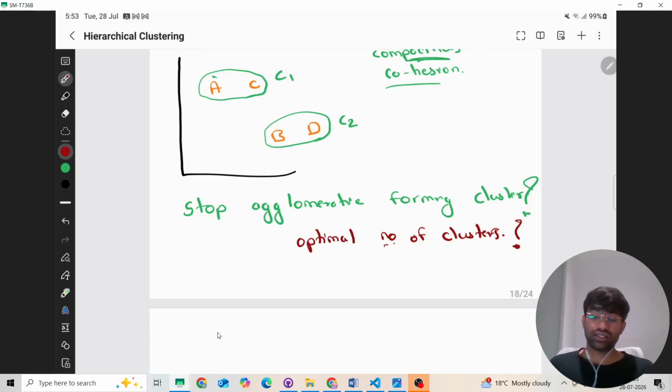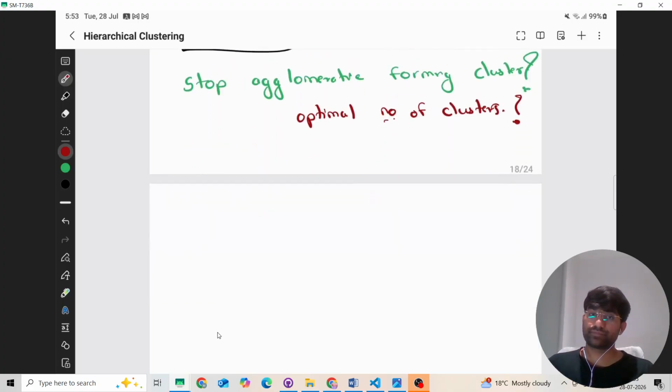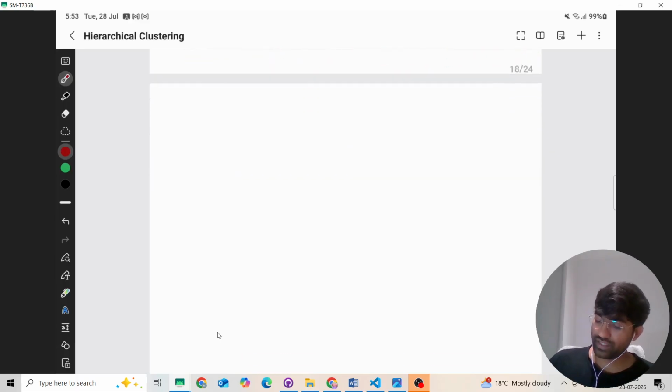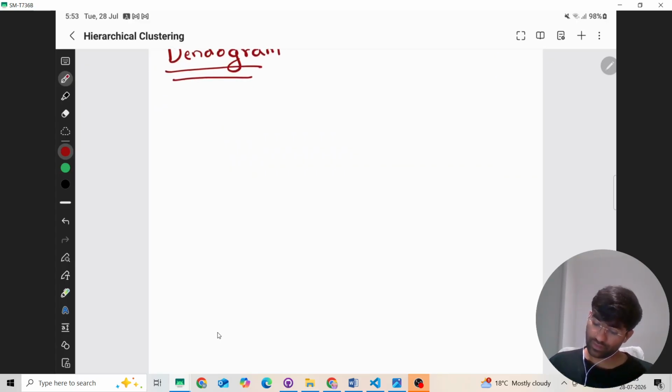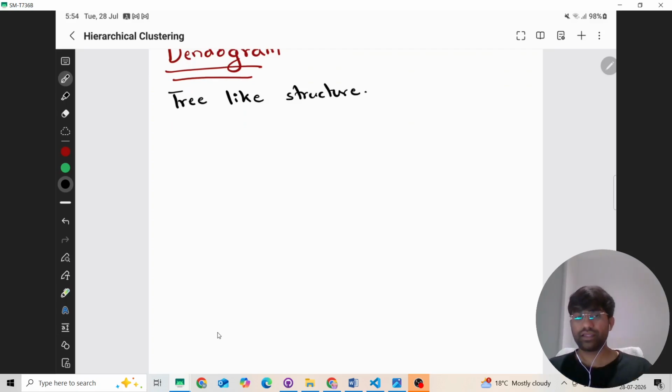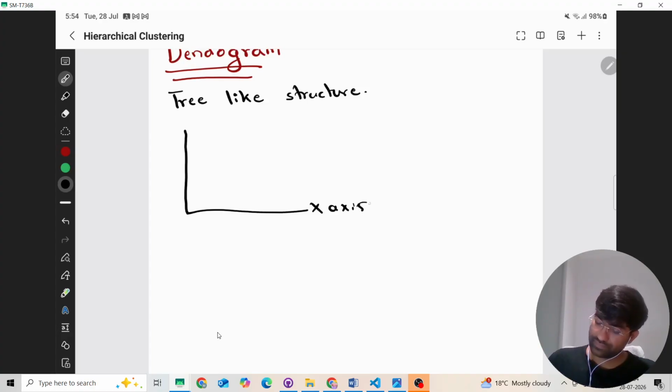So in hierarchical clustering, there is a method known as Dendrogram. In K-means we have used inertia and elbow method, Silhouette score, but in agglomerative or divisive hierarchical clustering, the method to find the optimal number of clusters is known as Dendrogram. Dendrogram is a tree-like structure. We visualize the dendrogram, it is a tree-like structure. It will start forming the clusters, where we plot a tree-like structure on x-axis and y-axis.